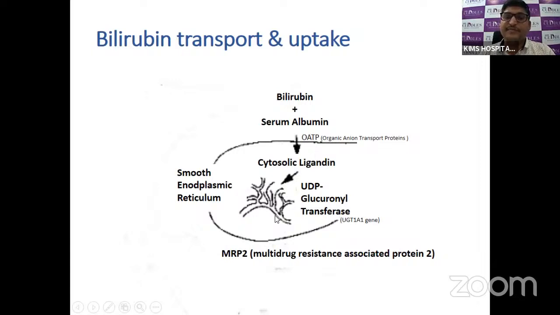From the smooth endoplasmic reticulum, it is transported in transport vesicles and excreted into the biliary canaliculi with the help of MRP2, multidrug resistance-associated protein. Mutation of this leads to Dubin-Johnson syndrome.